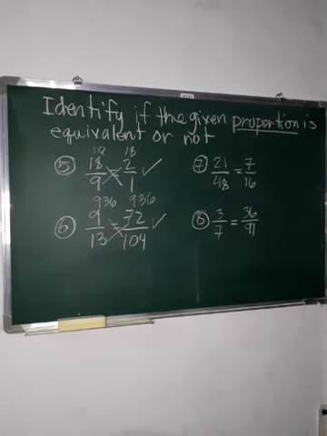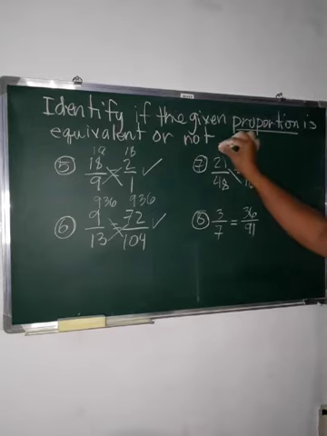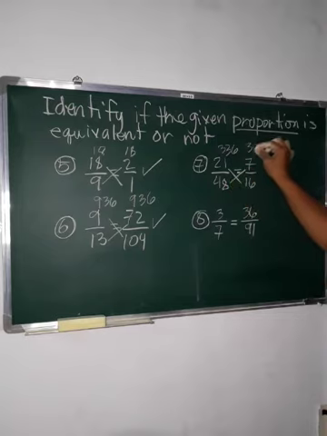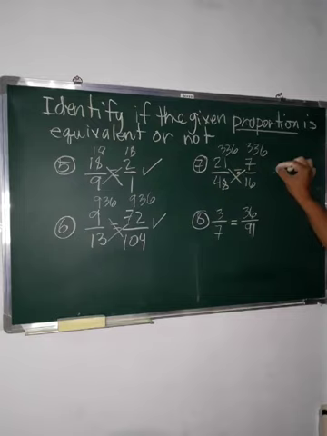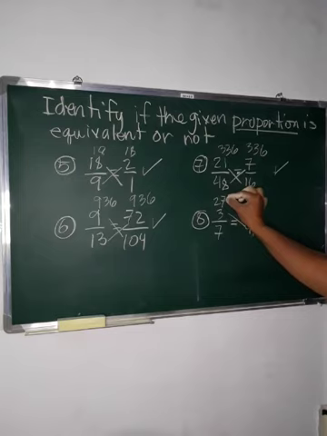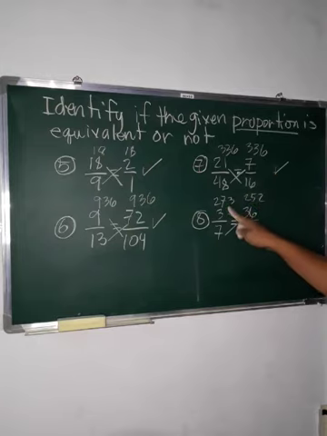Next, number 7, we have 21 times 16, we have 336. And then 48 times 7, we have also 336. So, they are equal, therefore, they are proportion. Number 8, we have 3 times 91, we have 273. And 7 times 36, we have 252. Since they are not equal, therefore, they are not proportion.